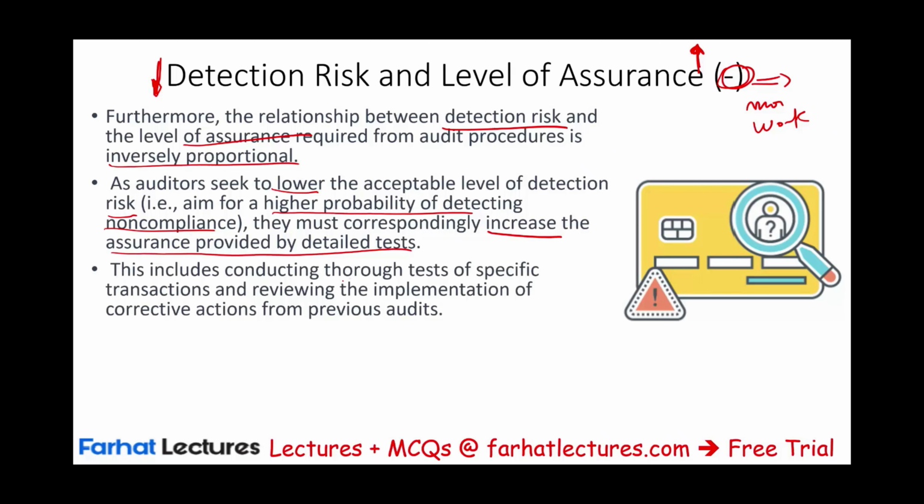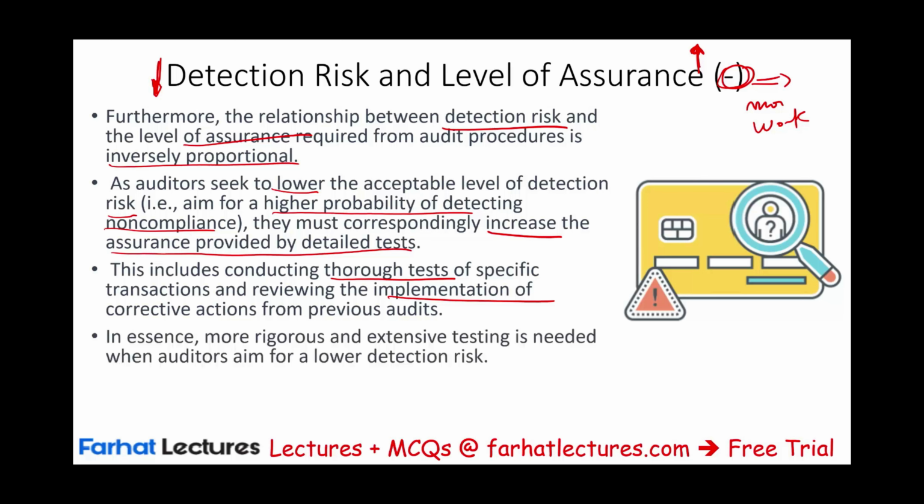This includes conducting thorough tests on specific transactions, reviewing the implementation of corrective actions from previous audits, and looking for more convincing evidence. So in essence, more rigorous and extensive testing is needed when the auditor aims to lower detection risk. You want a higher level of assurance, you lower the detection risk, but you have to do more work when you lower your detection risk.